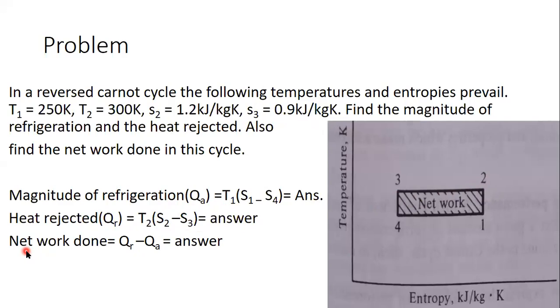Then net work done. The next we have to find out is the net work done in the cycle. Here we are discussing a Carnot refrigeration cycle. All the processes are ideal or reversible. So in a reversible or ideal cycle, the net work done will be represented as heat rejected minus heat absorbed.